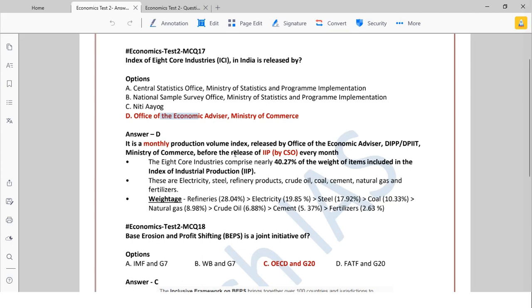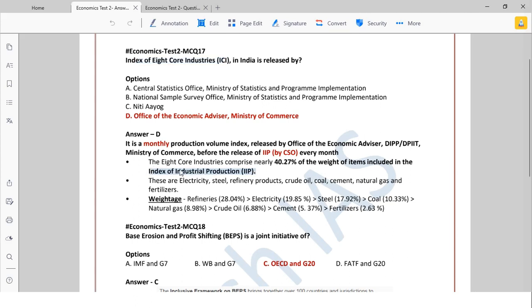Before the release of IIP. So IIP is another term which you have to study, that is the Index of Industrial Production. That means now we are not seeing just 8 sectors, we are looking at the overall sectors, everything. The Index of Industrial Production, IIP, is released by the CSO, Central Statistical Organisation, about which I'll teach you again. But prior to that, the Commerce Ministry's Economic Advisor will release the 8 core data. So the 8 core data will come first, then the total will come. That is how it is released, in order.